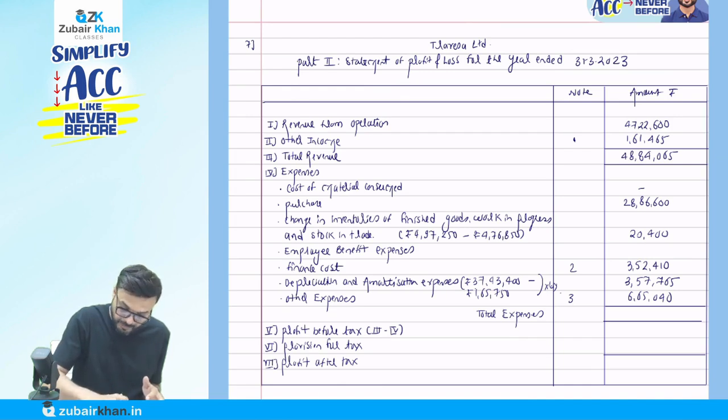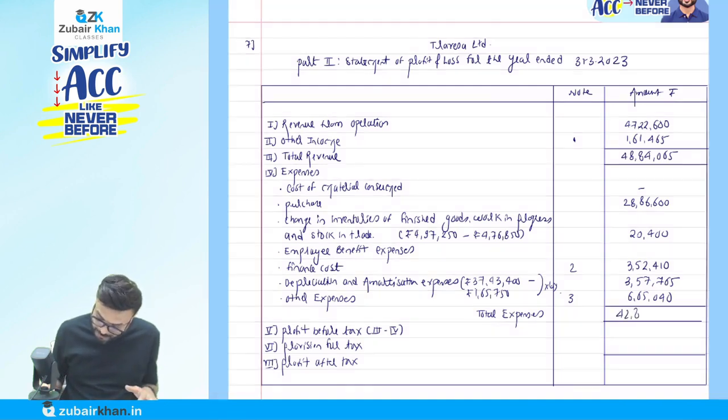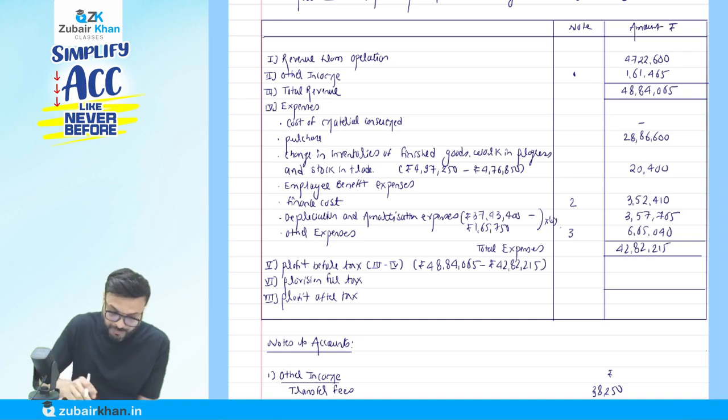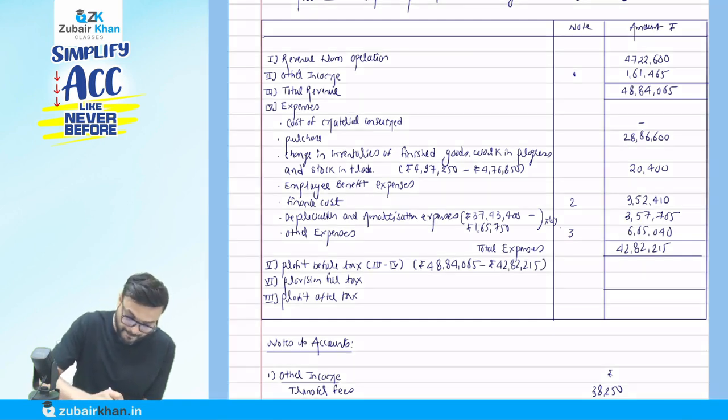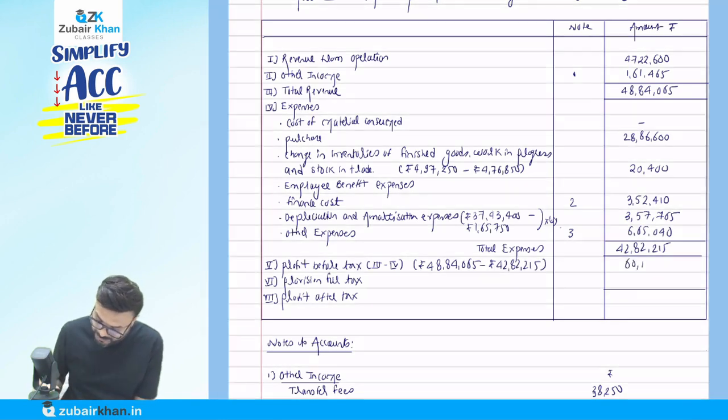28,86,600, 20,400, 3,52,410, 3,57,765, and 6,65,040. The total is 42,82,215. So income minus expense is profit: 48 lakh 84,065 minus 42 lakh 82,215. That is coming to, not 60,000, but 6 lakh 1,850.